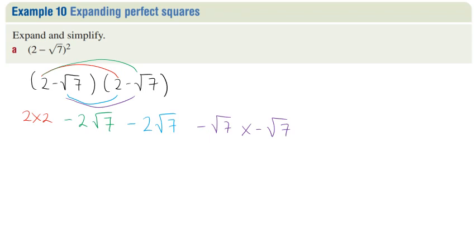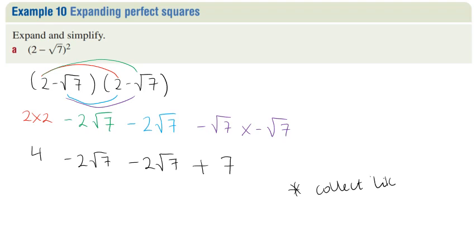So that gives me 2 times 2, which is 4, minus 2 square root 7 minus 2 square root 7. And then we've got a negative times a negative, which is a positive. Square root 7 times square root 7, that's just 7. Now I can collect my like terms.